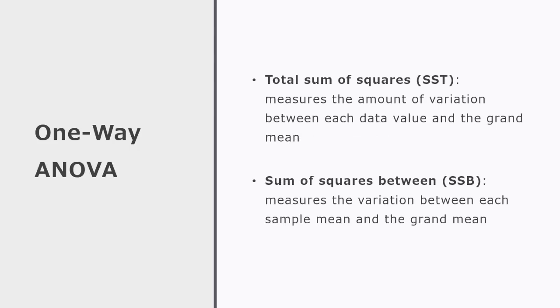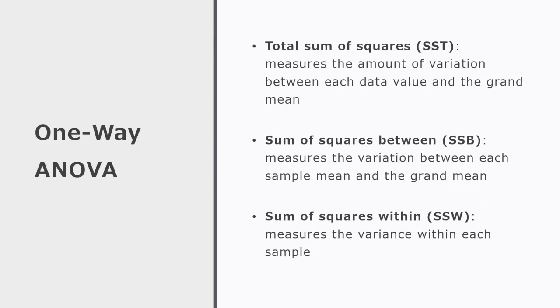Sum of squares between, or SSB, measures the variation between each of the sample means and the grand mean. So we're no longer going all the way back to the data values. We're now looking at the sample means compared to the grand mean. Then we have sum of squares within, or SSW, and that's measuring the variance within each sample, within each of our different groups that we are comparing.